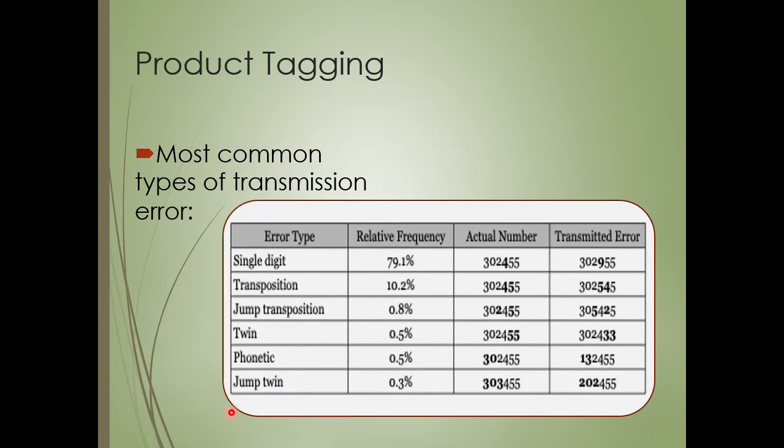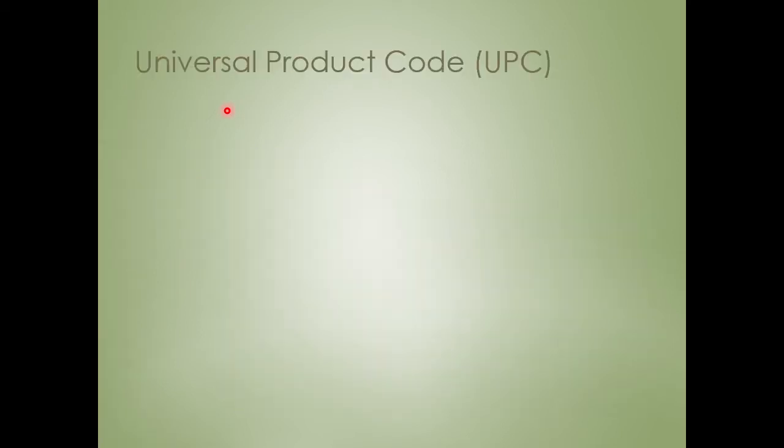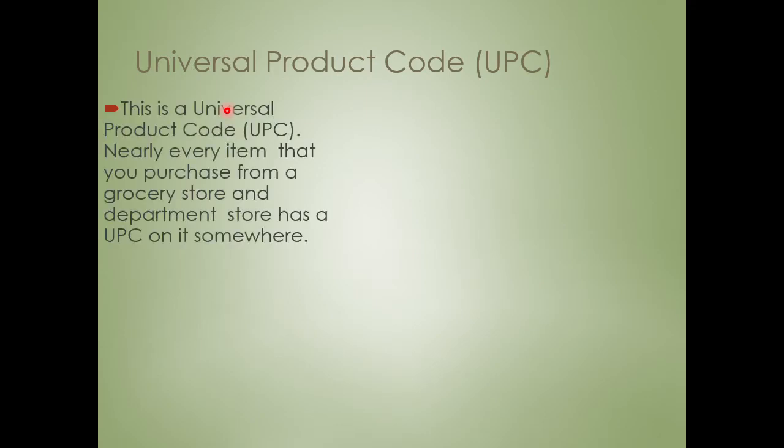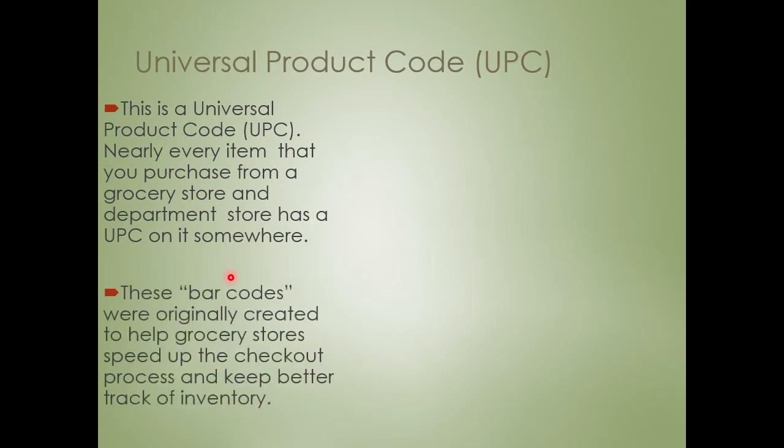Now, in order to avoid these errors in the transmission of product tags, we make use of what we call the UPC, or the Universal Product Code. So nearly every item we purchase in the grocery or department store has a UPC on it somewhere. And these barcodes were originally created to help grocery stores speed up the checkout process. So this is to speed up the buying of the products and to keep better track of inventory.